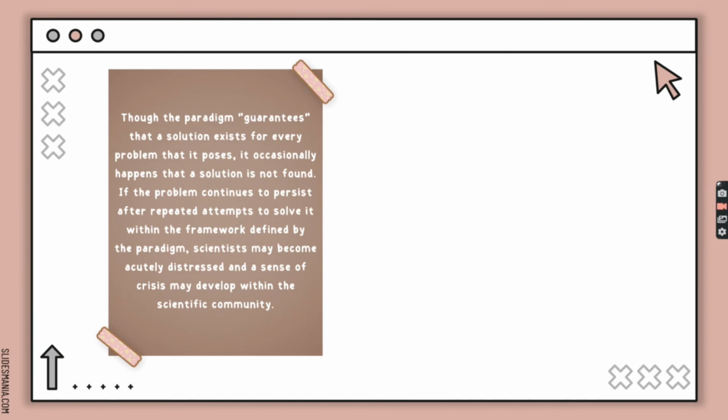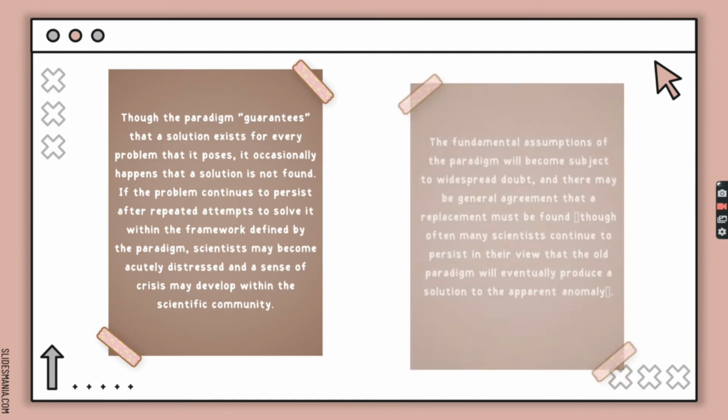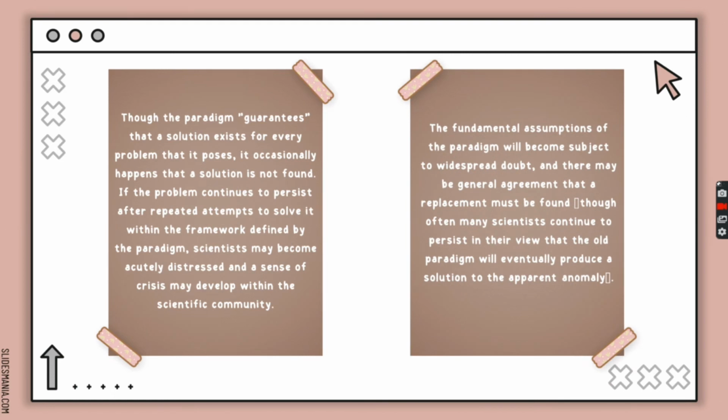This sense of desperation may lead some scientists to question some of the fundamental assumptions of the disciplinary matrix. Typically, competing groups will develop strategies for solving the problem, which at this point has become an anomaly, that congeal into differing conceptual schools of thought, much like the competing schools that characterize pre-paradigmatic science. The fundamental assumptions of the paradigm will become subject to widespread doubt, and there may be general agreement that a replacement must be found. Though often many scientists continue to persist in their view that the old paradigm will eventually produce a solution to the apparent anomaly.